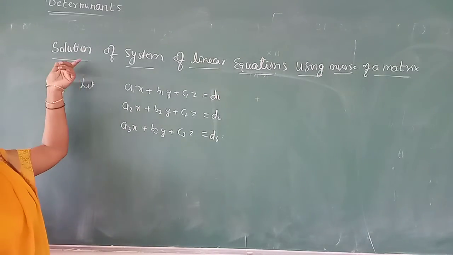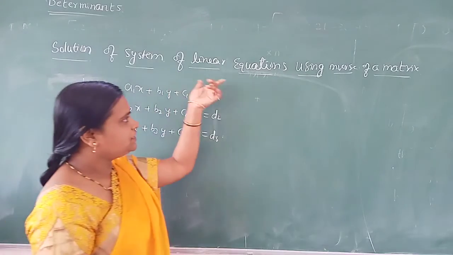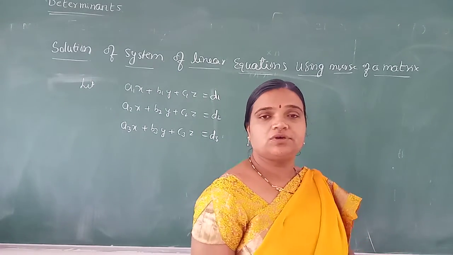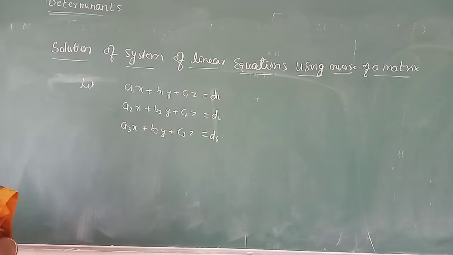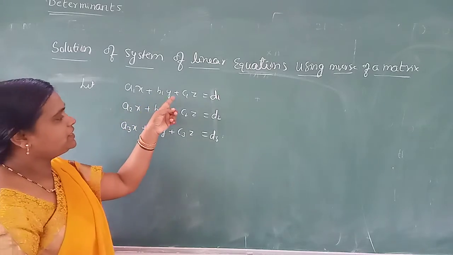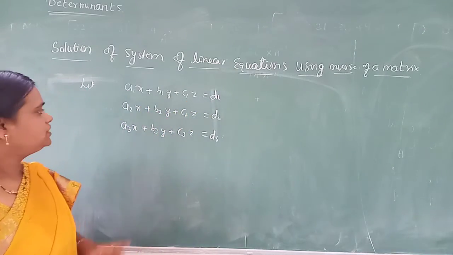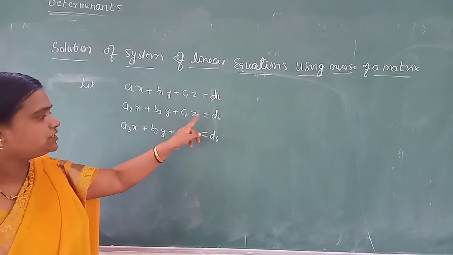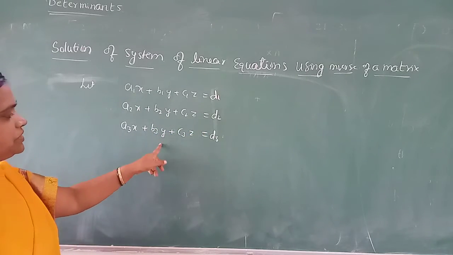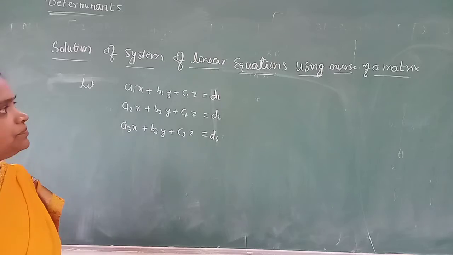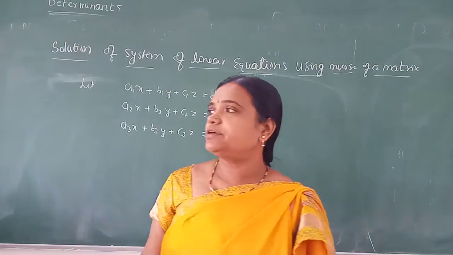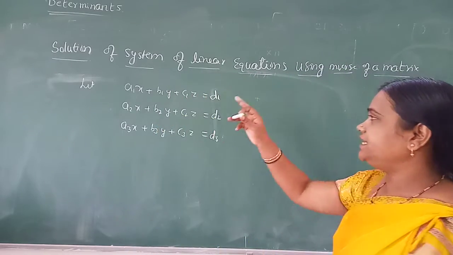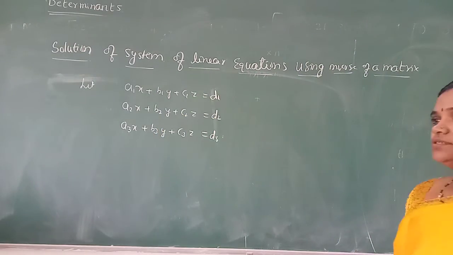Now today we discuss the solution of a system of linear equations using the inverse of a matrix. For that, we consider the linear equations a1x + b1y + c1z = d1, a2x + b2y + c2z = d2, a3x + b3y + c3z = d3. See, these are linear equations. As you know, linear equations means the power of the variable should be 1. See, x, y, z, its power is 1.